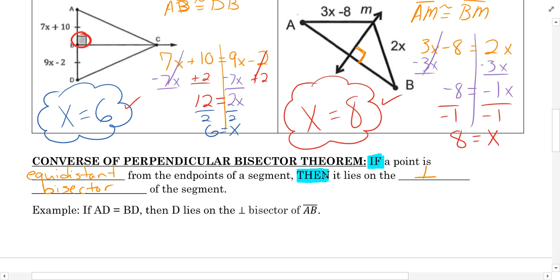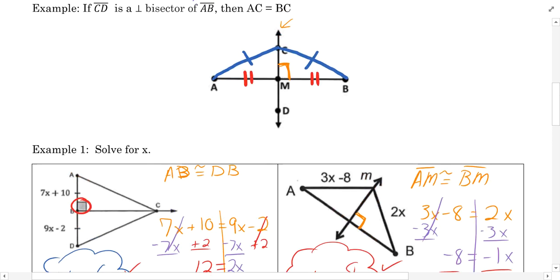Once we get to proofs, where we're at within the proof and what we need to prove will determine whether we use the theorem or the converse. Really, the converse of the perpendicular bisector theorem says that if AD is equal to BD, then D lies on the perpendicular bisector of AB. That goes back to our picture up here. So if AD is congruent to BD, then point D is on the perpendicular bisector. That would let us know that those would be perpendicular.